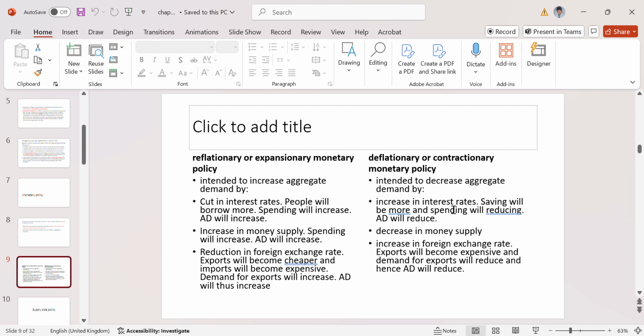If interest rate increases, quite naturally, the cost of borrowing will increase, people will borrow less and AD will reduce. Other ways to reduce the money supply in the economy, and the third one is to increase the foreign exchange rate. If the foreign exchange rate increases, goods will become expensive, so exports will become expensive. If exports become expensive, then demand for exports will reduce and this will reduce the aggregate demand.